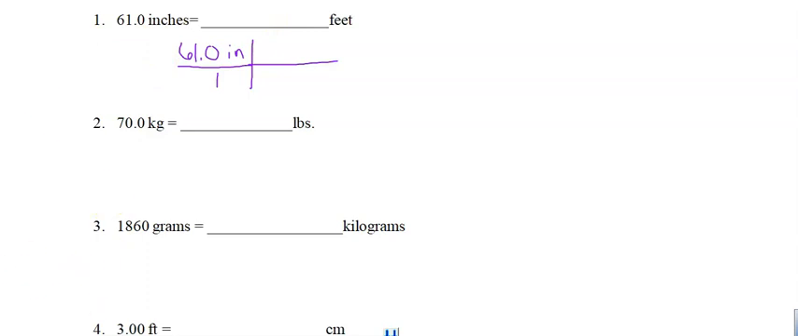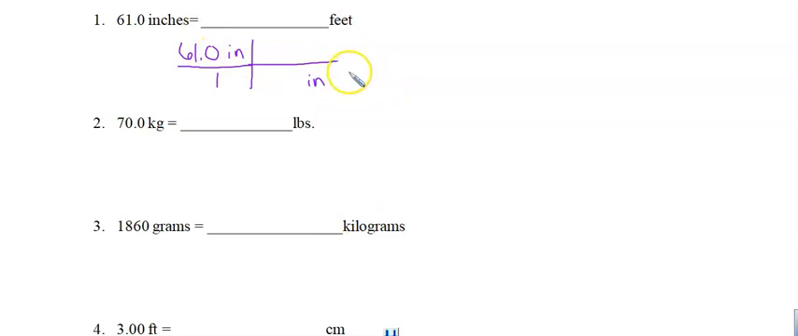And then you're going to take the unit, not the number, but the unit. So this unit, inch, we're going to move it diagonally in this corner. So I'm going to take inch and move it diagonally in that corner. So I'm going to go back to the blue. So the inch is going to move here.